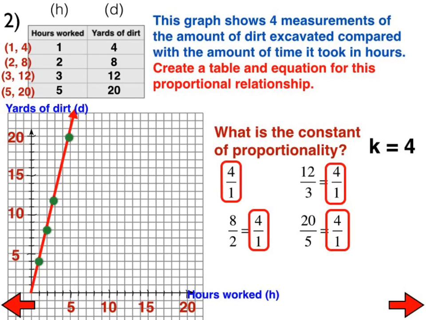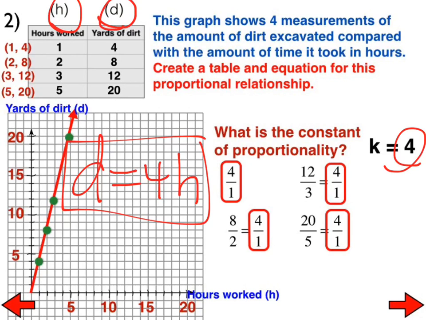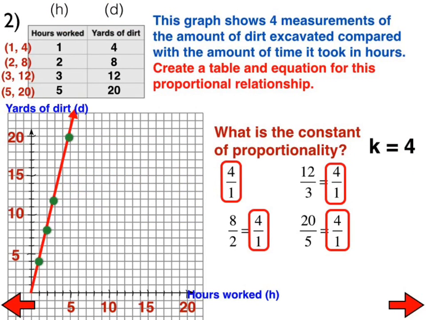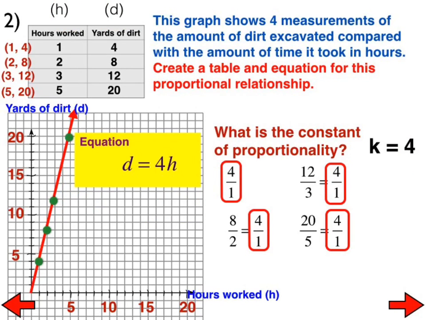And that helps us with our equation. But remember, D is in the place of Y, so it's D equals. There's our constant of proportionality. H takes the place of X, so our equation is D equals 4H. Any questions with number 2?